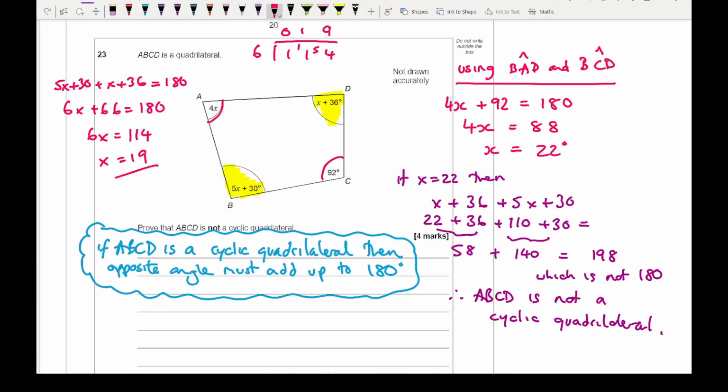So then if I substitute that into 4x plus 92, I'm going to get 4 lots of 19 plus 92, which is going to give me 84 plus 92, which is not equal to 180. And again, therefore, it's not a cyclic quadrilateral.